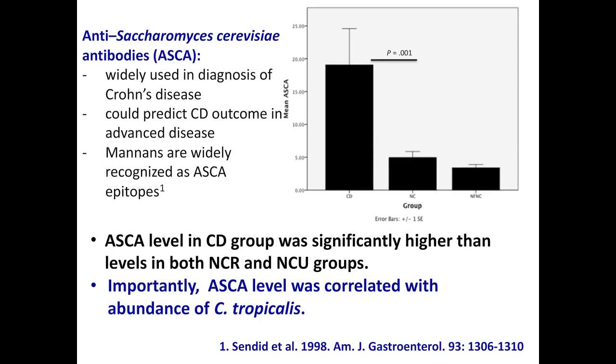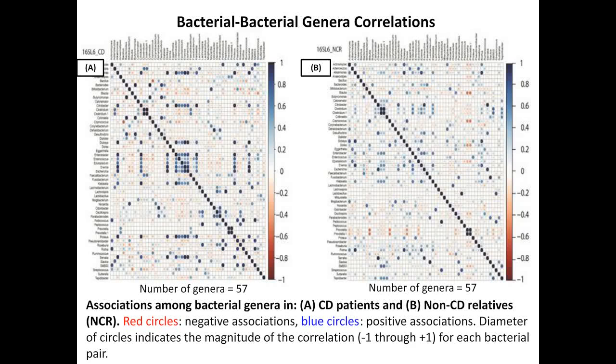The next slide shows you the anti-Saccharomyces cerevisiae antibodies. This is a diagnostic marker for Crohn's disease, and you can see in CD patients it was very high, whereas in the healthy relatives as well as the other healthy controls, it's very low. But what's really important is that the ASCA level was correlated with the abundance of Candida tropicalis. Next slide. This is too complicated a slide. I'm not going to go over it. It just tells you what we did after this.